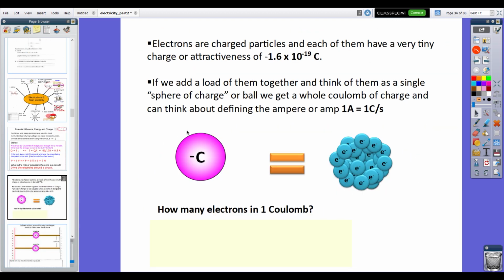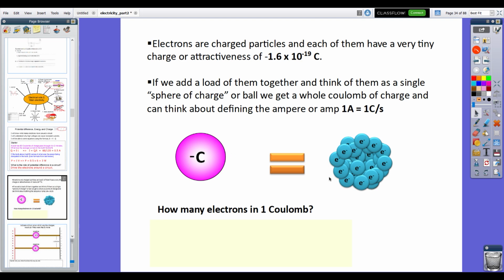Okay. A little bit of explaining going on here. Hopefully you've seen this page before. Electrons are charged particles, and each one of them has a very tiny charge of minus 1.6 times 10 to the minus 19 coulombs. So that's a very tiny amount. We'd have to move that decimal point down 19 places. It'd be 0.00000000000000000016 coulombs.